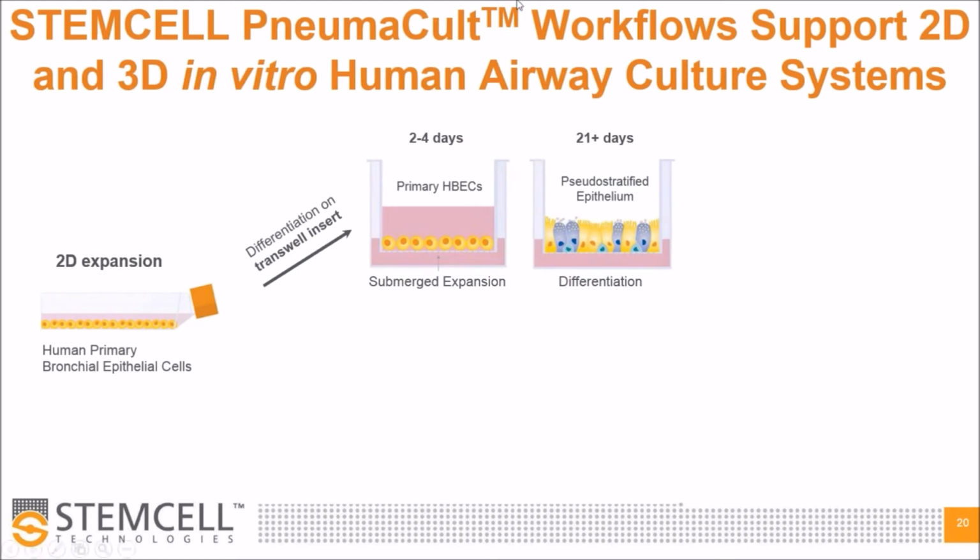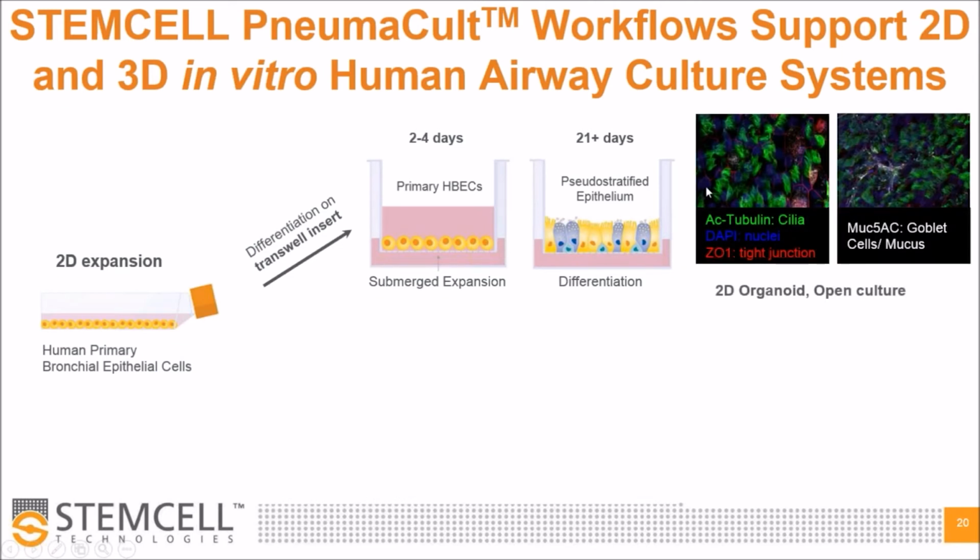As a first tool provided by STEMCELL, I would like to introduce the PneumaCult workflow, which allows differentiation of human primary bronchial epithelial cells in vitro on a transwell insert. Air-liquid interfaces can be differentiated using our media, and the cells show full differentiation of goblet mucus-producing cells, formation of nice tight junctions, and formation of cilia on the apical side of the monolayers.